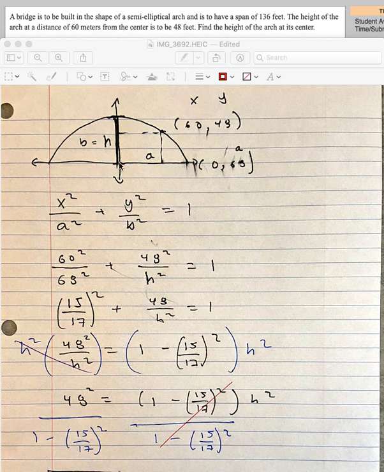I went ahead and put my origin right at the center of that, so I wouldn't have to have a shift. And then since the span was 136, I divided that by 2, and that gave me what's going to turn out to be A here, which is 68. So that's going to be my semi-major axis.